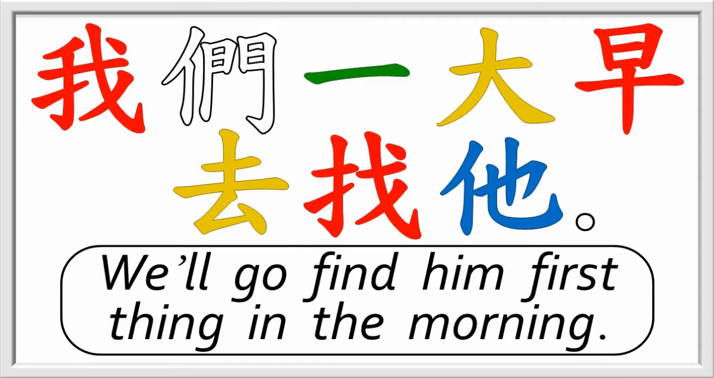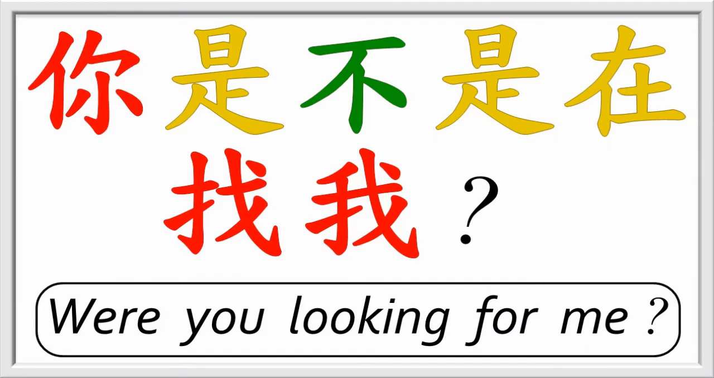As I mentioned, the plural of 我 is 我们, as in this example. 我们一大早去找他. We'll go find him first thing in the morning. And if you hear that someone is looking for you, the appropriate question would be, 你是不是在找我? Did you want to see me? Or were you looking for me?